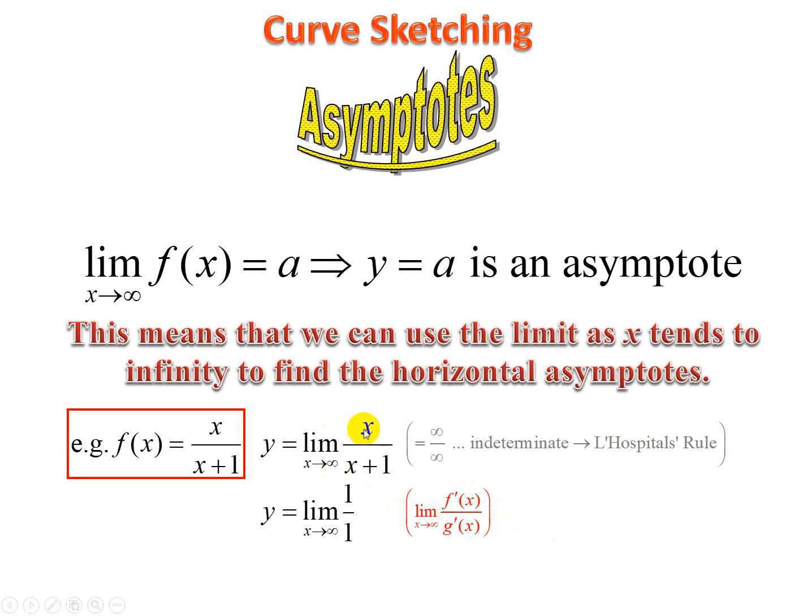So here we go. We have the derivative of x is 1. The derivative of x plus 1 is 1. So now we know that the limit of a constant is just the constant. So therefore y equals 1 is the horizontal asymptote.